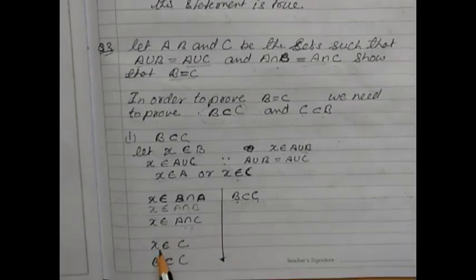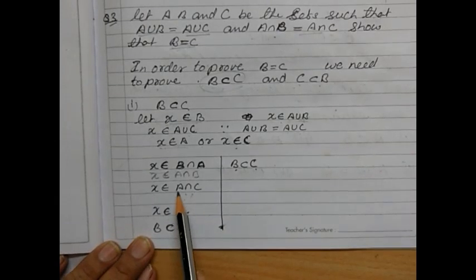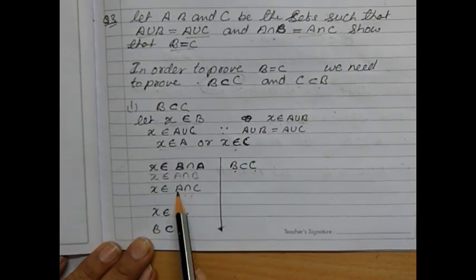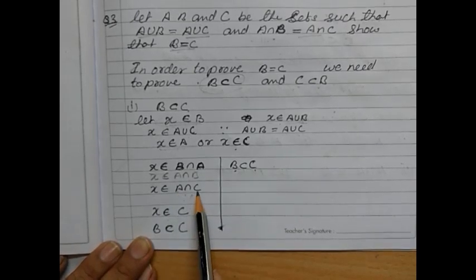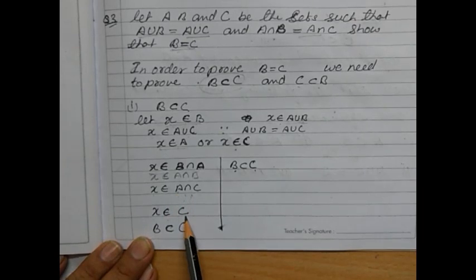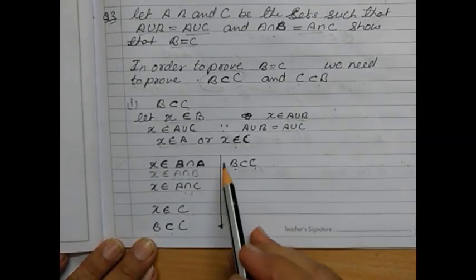So then we can say X belongs to C, because A intersection C means that this element is common to both A as well as C. So if it belongs to A, then it belongs to C as well. So when it belongs to C, we can say B is a subset of C, isn't it? Are you clear or not?